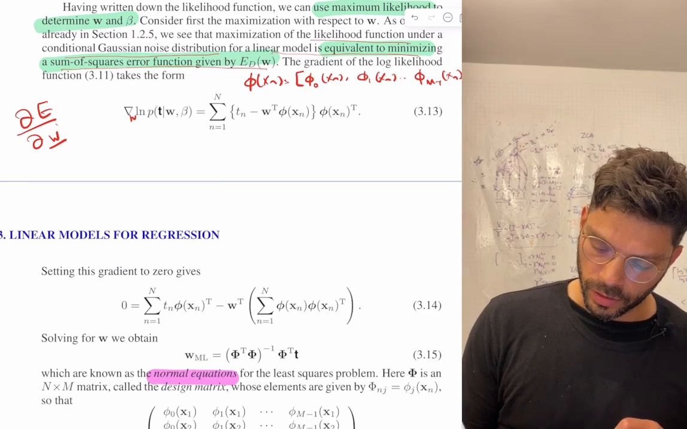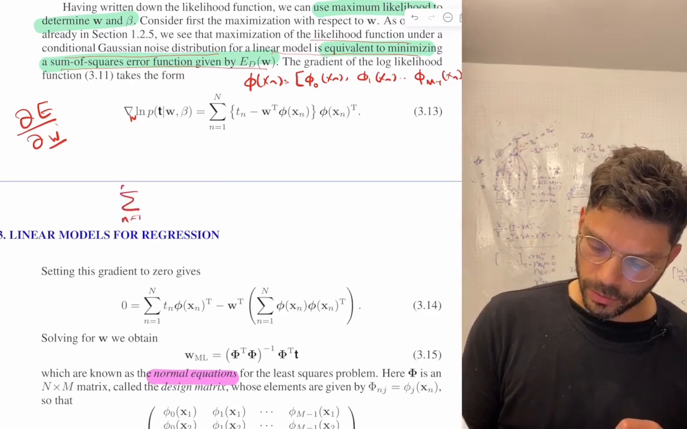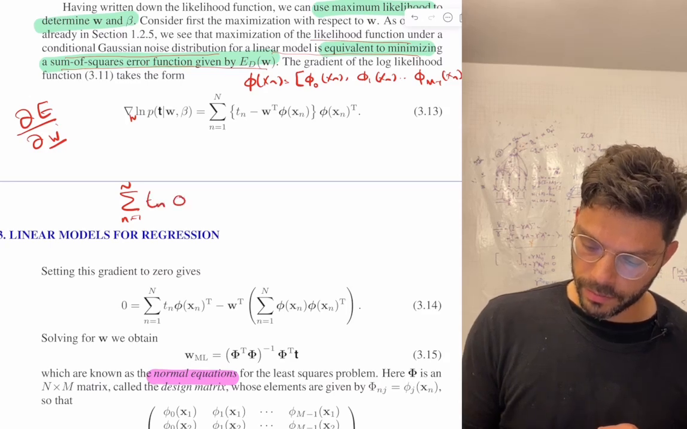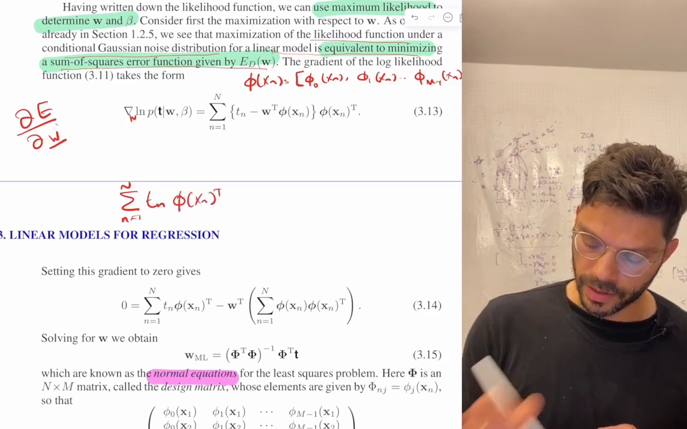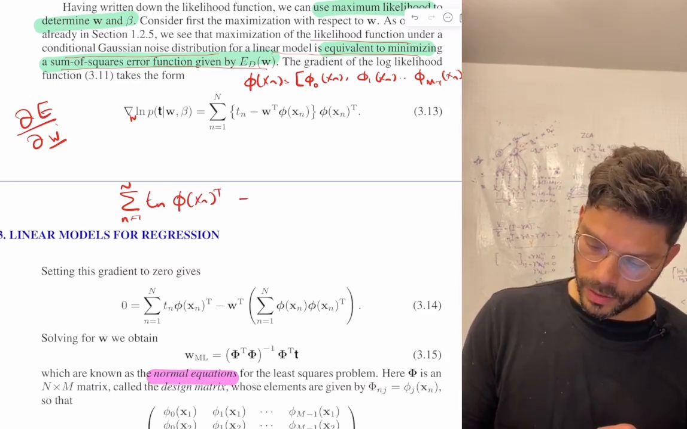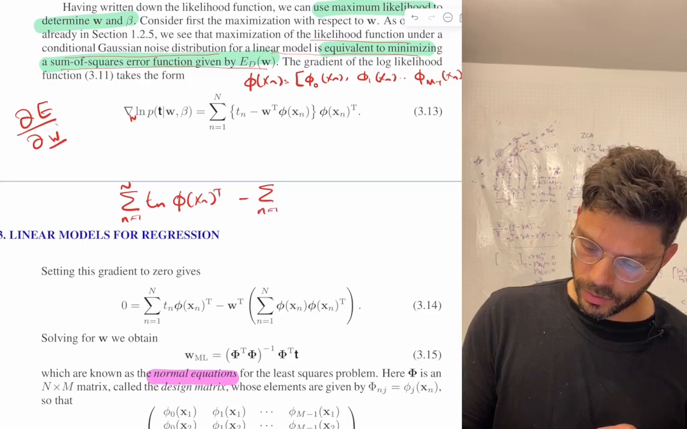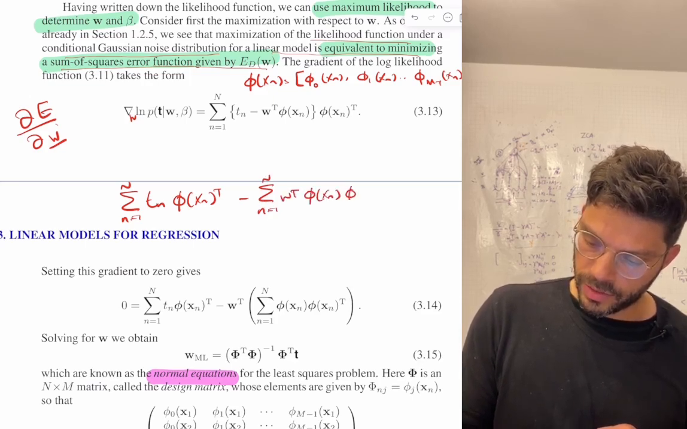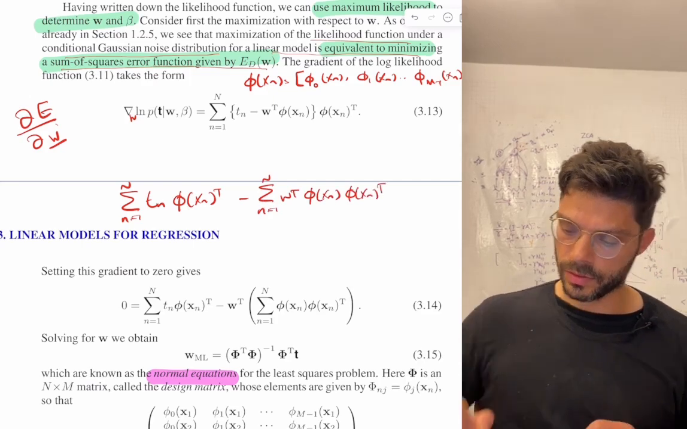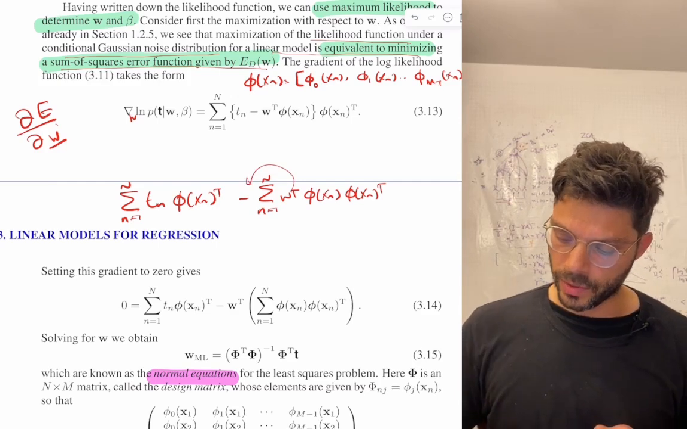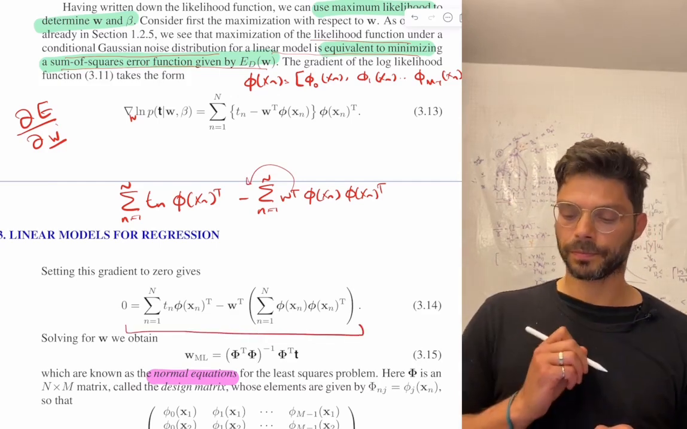So it's going to be the sum on n equals 1 to N of t_n x_n transpose. And then we're going to have another sum. So it's going to be a sum on n equals 1 to N, weights, phi of x_n, phi of x_n transpose. Right? And so now we can take this on the outside, and now we get this expression.